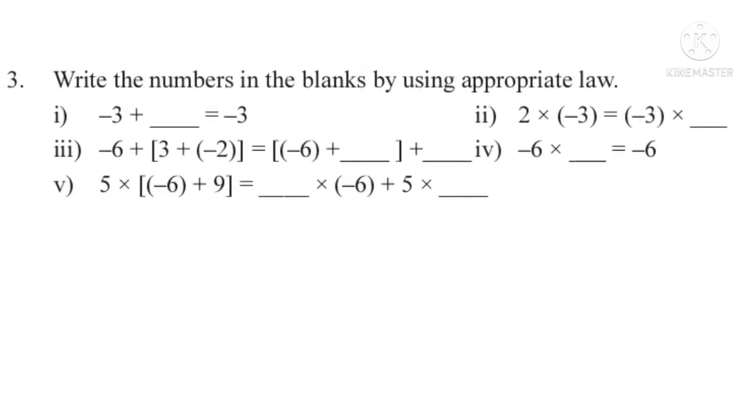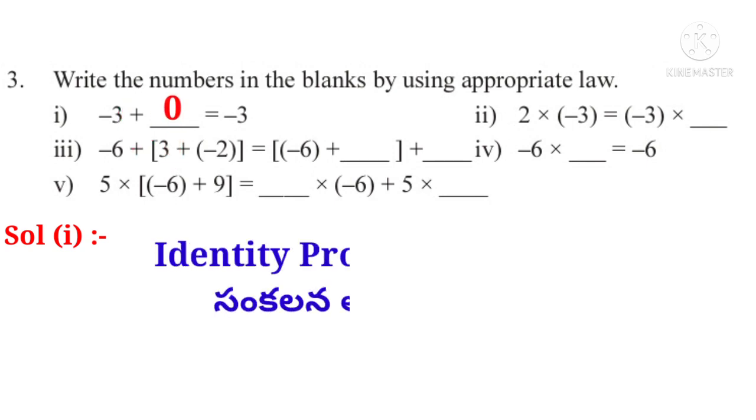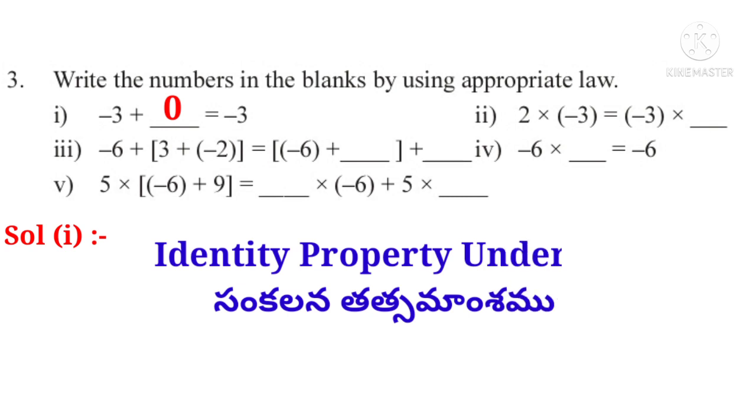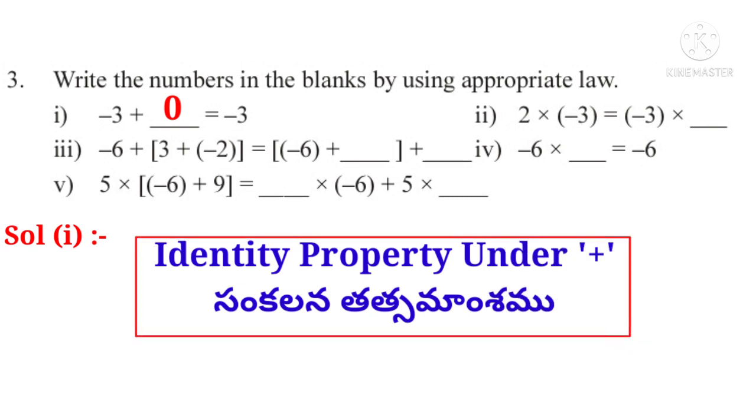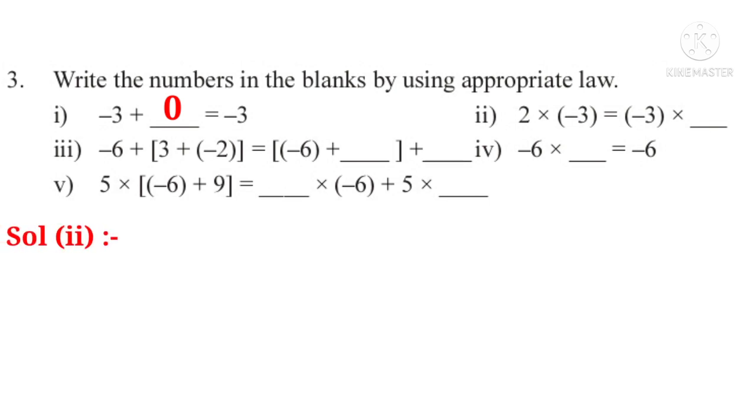Now 3. Write the numbers in the blanks by using appropriate law. Solution 1. Minus 3 when added to which number, the same minus 3 comes. It is nothing but added to the identity element 0. That is minus 3 plus 0 is equal to minus 3. So this is called the identity property under plus. Sankalana tatsamamshamu.